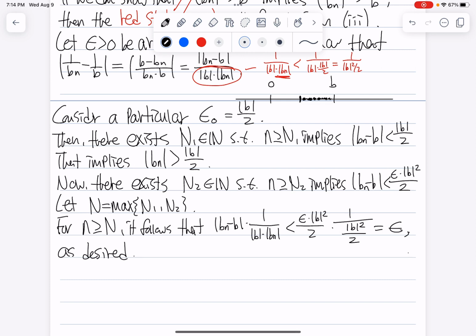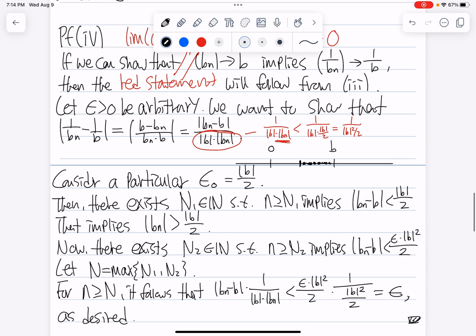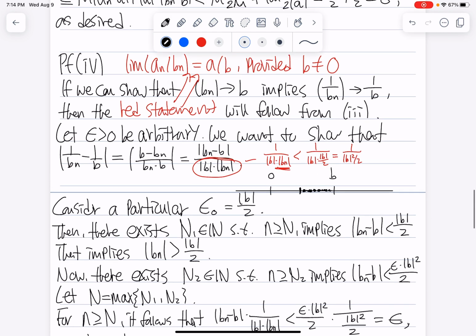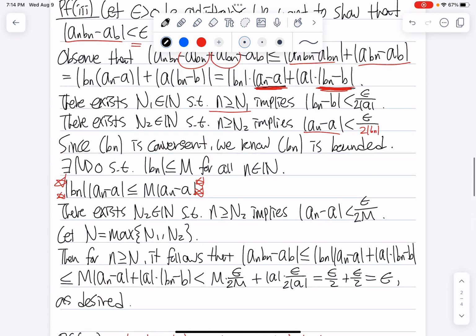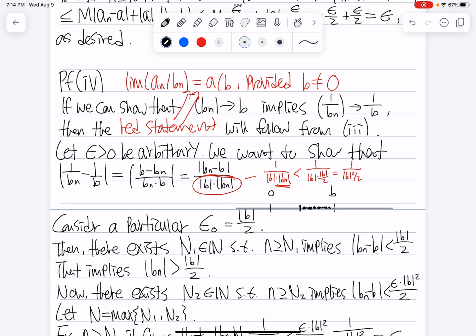Okay, so we just proved that a sequence bn converging to b implies that the sequence 1 over bn converges to 1 over b. And combining that with the third proof, we can show that the limit of an divided by bn is precisely equal to a over b, provided that b is not equal to 0.